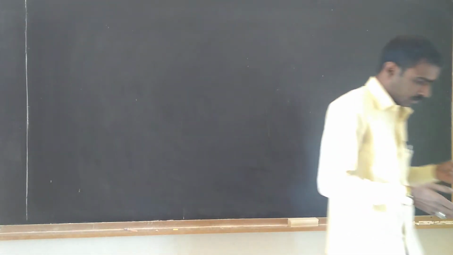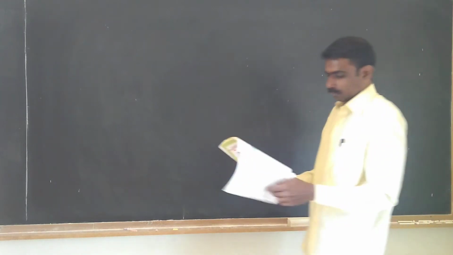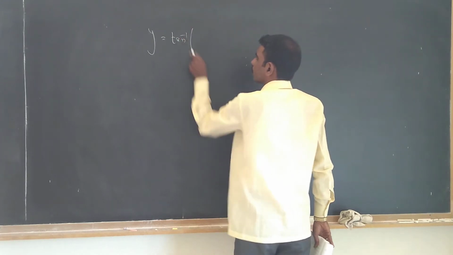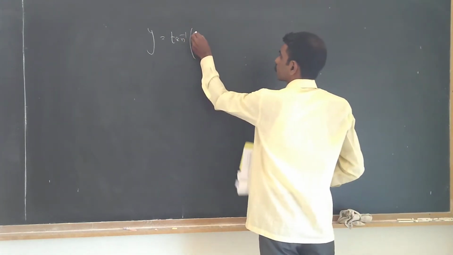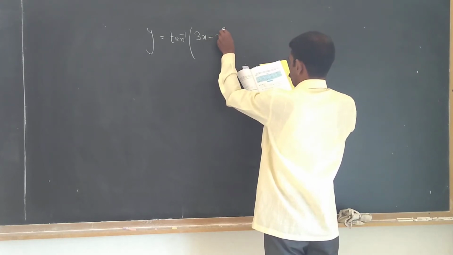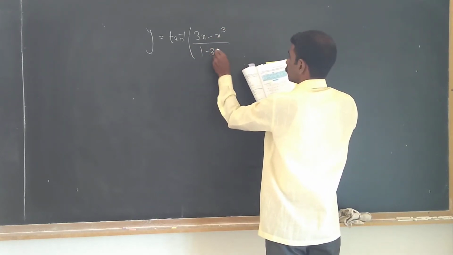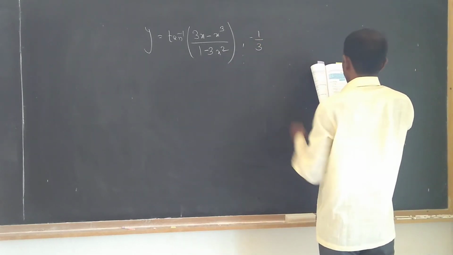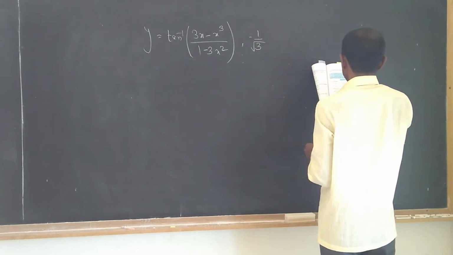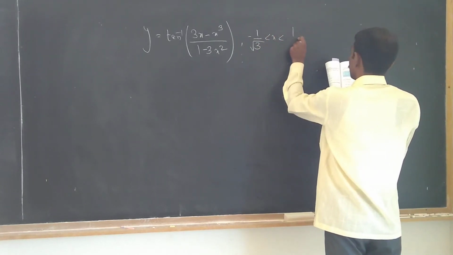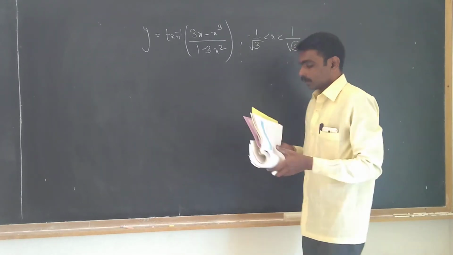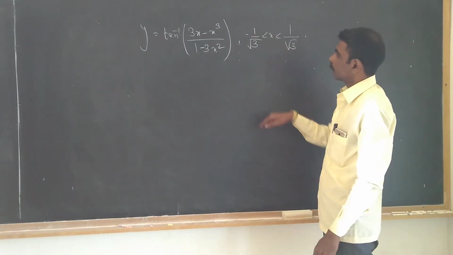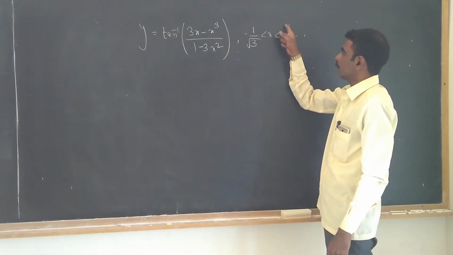The first one is: find the derivative of y, where the function is given by y equals tan inverse of (3x minus x cube) divided by (1 minus 3x square). The value of x lies between minus 1 by root 3 and 1 by root 3. So this function is defined for values of x lying between minus 1 by root 3 and plus 1 by root 3.